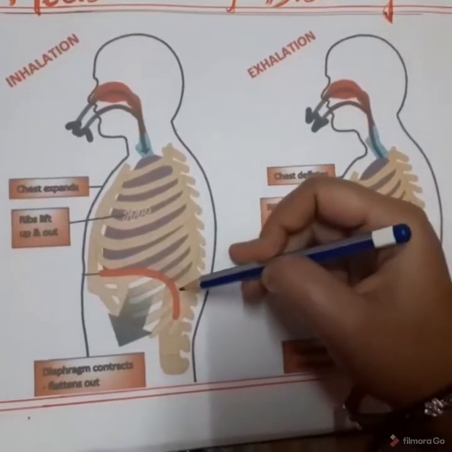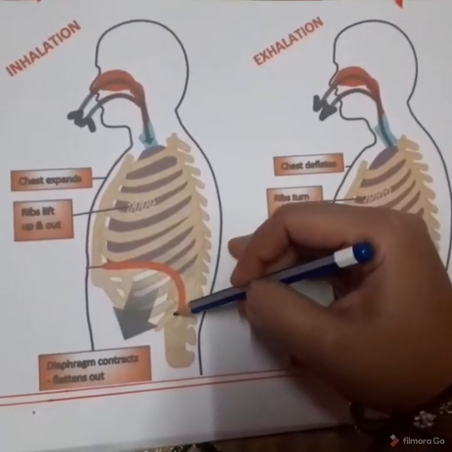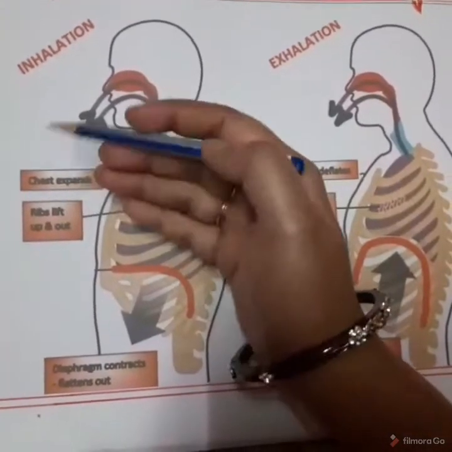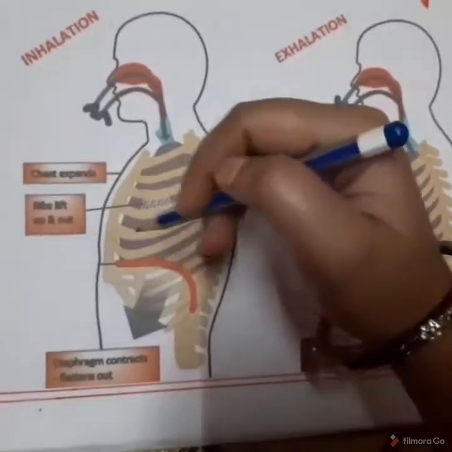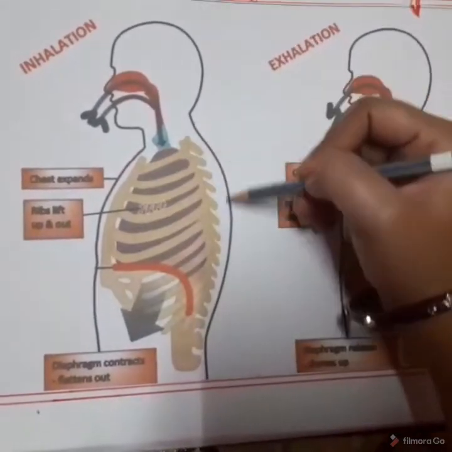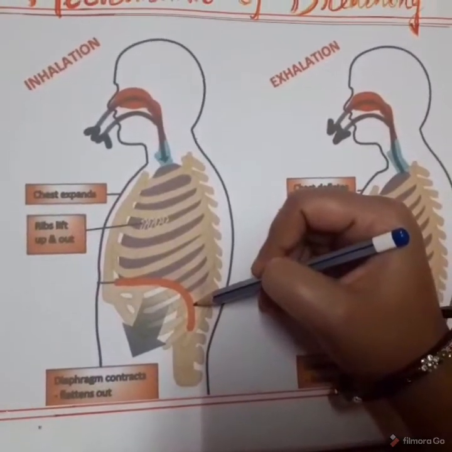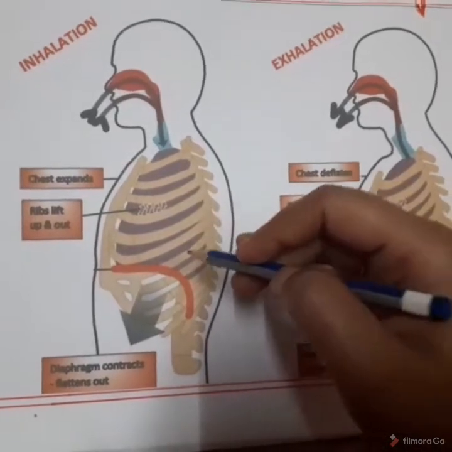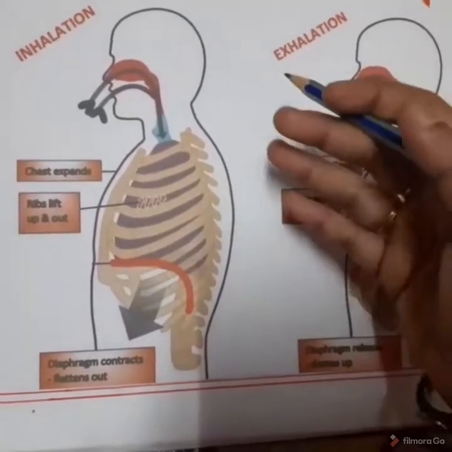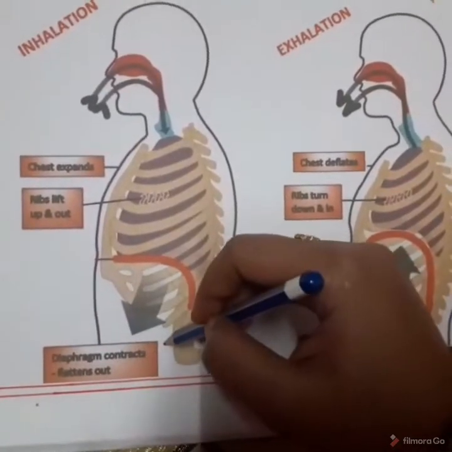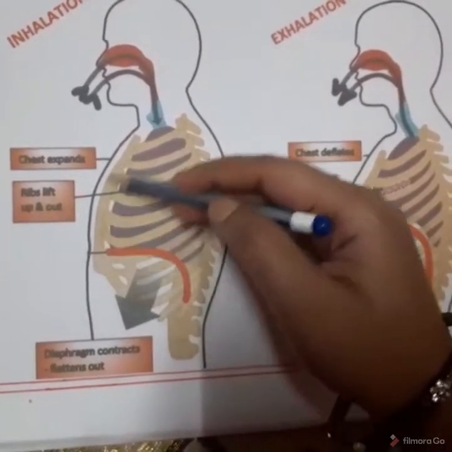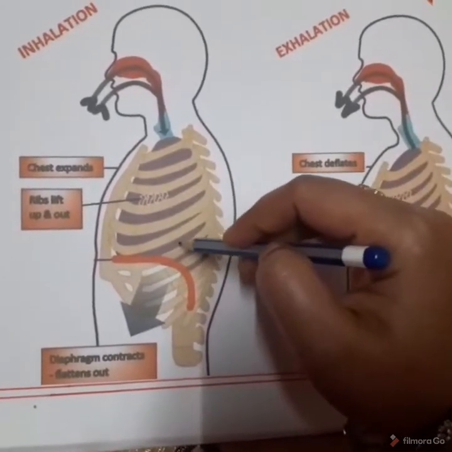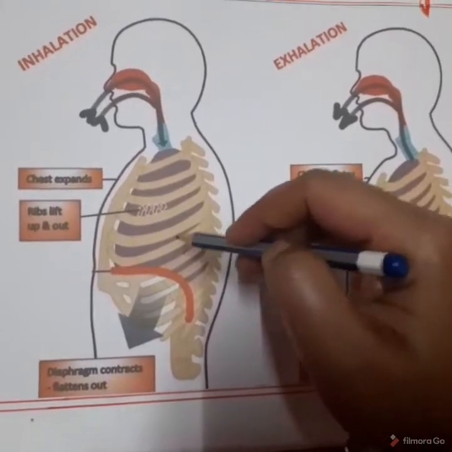Let us see. During inhalation, the diaphragm moves down, flattens, or contracts, because of which the rib cage lifts upwards and outward. These two things help in increasing the volume of the chest cavity. As a result, the pressure inside the lungs decreases. Again, I am repeating what I just told you: the diaphragm flattens out, and as a result there is an increase in the volume of the chest cavity. So when there is an increase in the volume of the chest cavity, the pressure inside the lungs decreases.